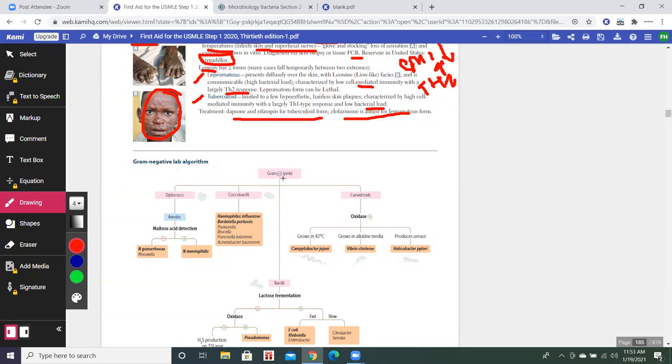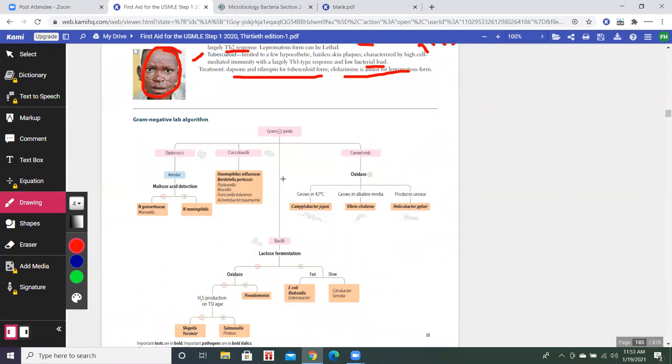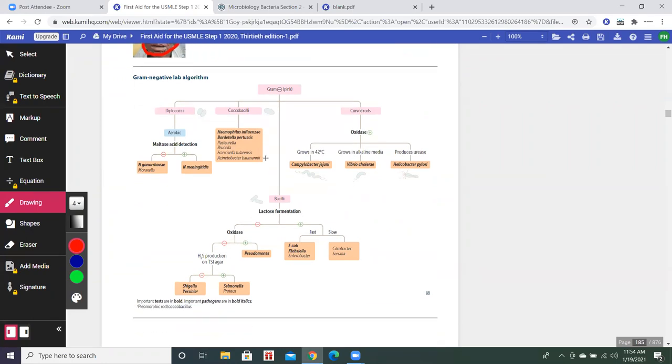Before we begin gram negative, go through the organisms one more time. I will ask you questions and then I'll move on to gram negative. How long should I give you guys? 2 minutes or 5 minutes? Okay, I'll give you guys 5 minutes. I'll ask you exactly at 11:59. Okay, go through the organisms. I'll ask you questions and then I'll move forward.